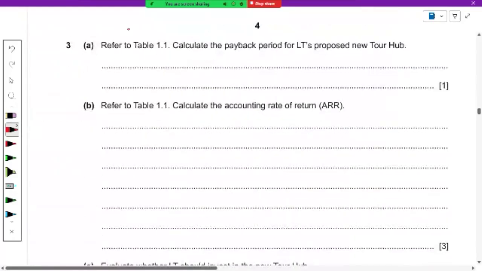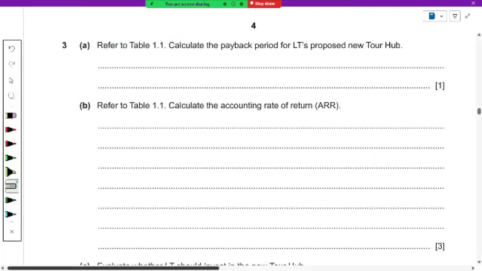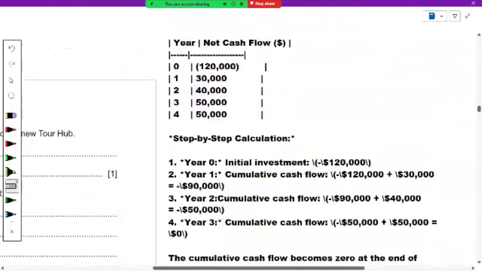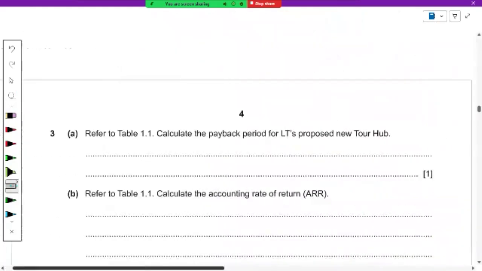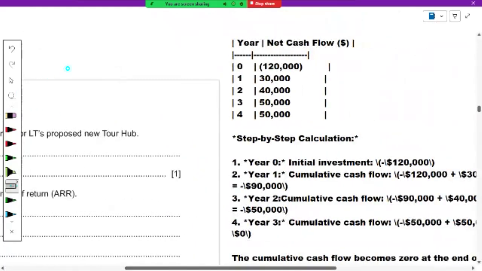Calculate the payback period for LT's proposed new tour hub. This is the information which I have taken from the case study, and I have solved it here. So basically we want to find out the payback period for LT's proposed new tour hub. First of all, for this new tour hub, the initial investment was $120,000. In year one, we are saving 30,000. In year two, we are saving 40,000, then 50,000 and 50,000.